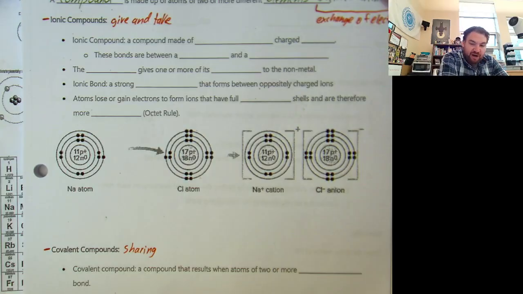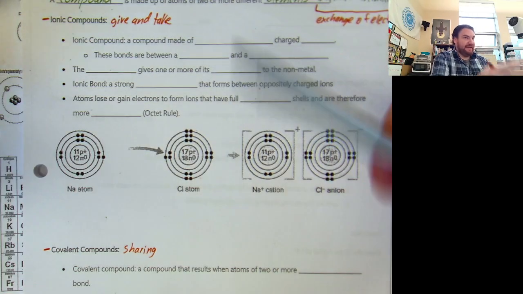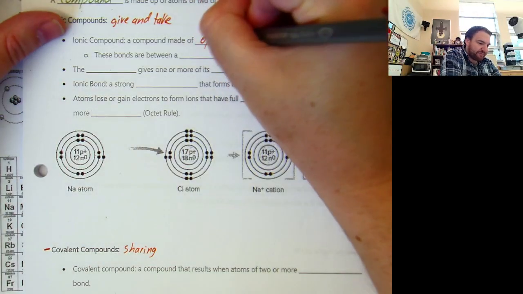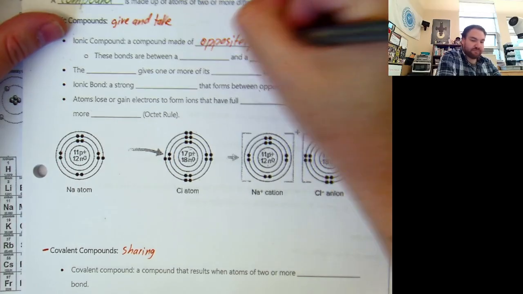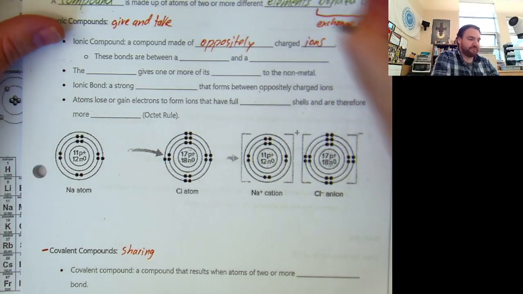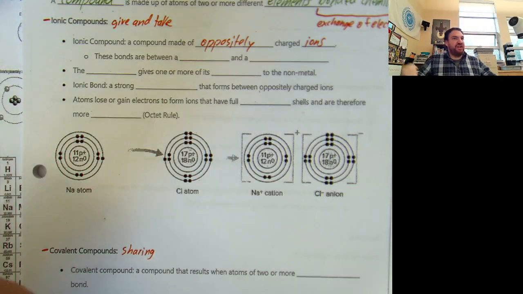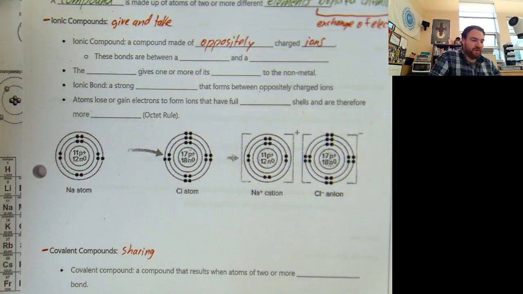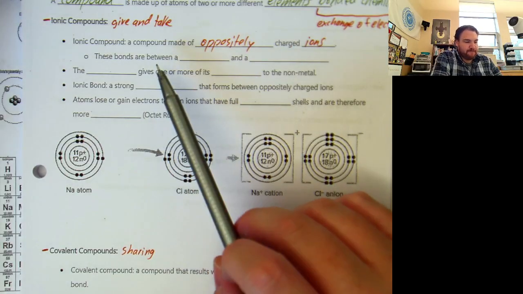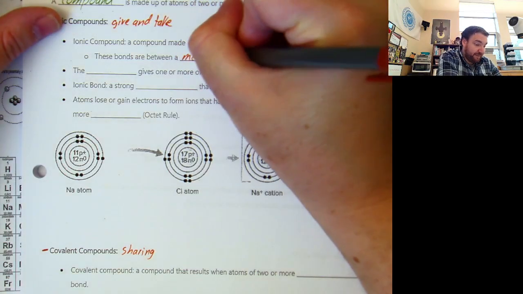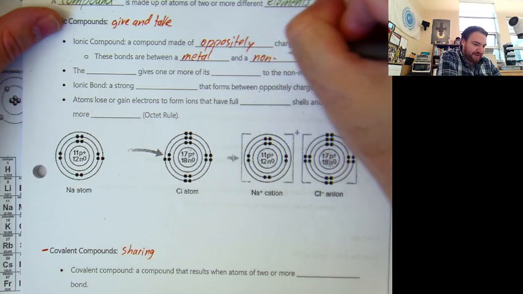An ionic compound is a compound where the only way there's a give and take of electrons is if you have oppositely charged ions. Positive ions give electrons, negative ions take electrons, and so if there's an exchange, you need both. One of each, or a couple of one and one of another. These bonds are always between a metal, because the metals are the ones that become positive, and a non-metal, those are the ones that become negative.